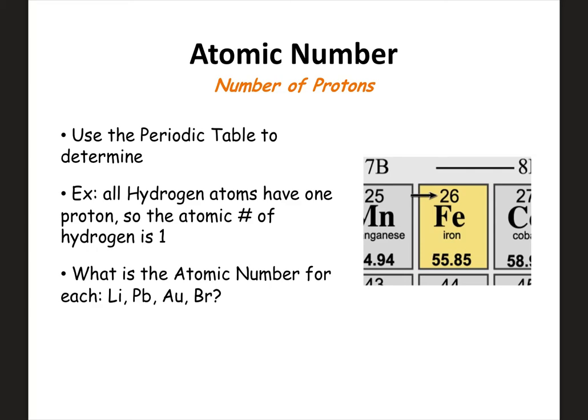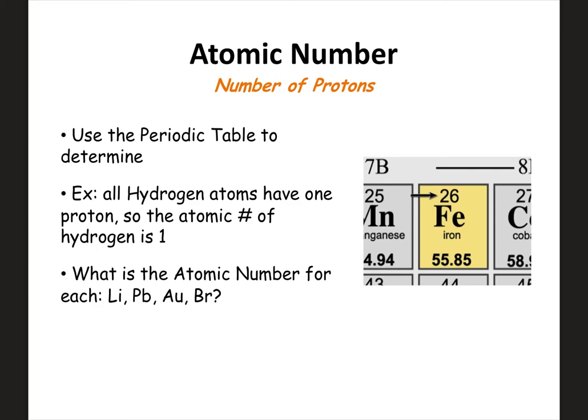For example, all hydrogen atoms have one proton, so the atomic number of hydrogen is 1. Find your periodic table, go to hydrogen, which should be element number 1, and confirm that hydrogen has an atomic number of 1. On your periodic table, there's usually a key which tells you what each number and symbol mean in the box. Look at the key and then you'll know which number on the table is the atomic number. If you're using the periodic table I gave you, it's the number above the element symbol.